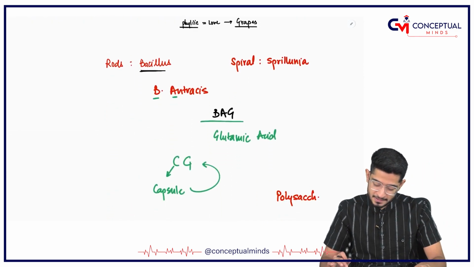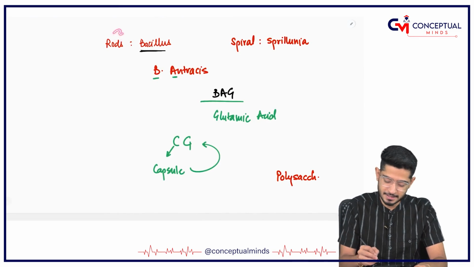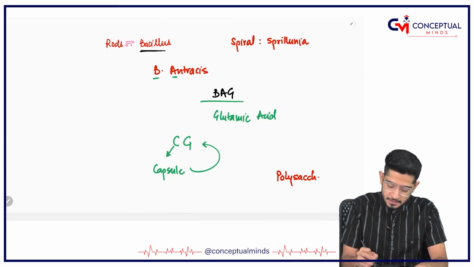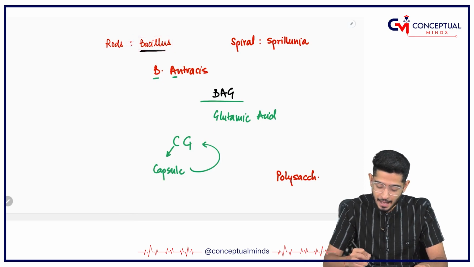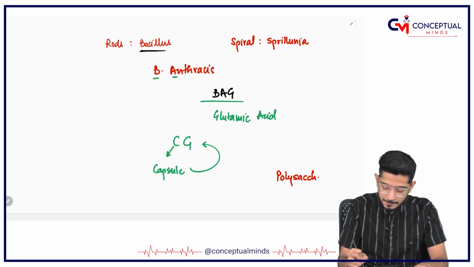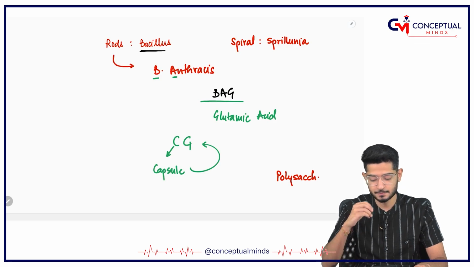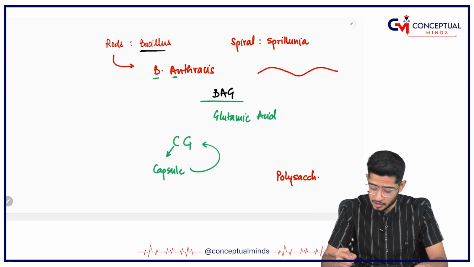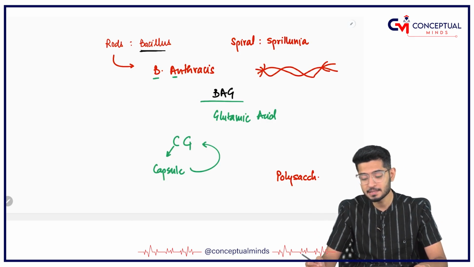Also there are some other shapes, just like rods. I have told you rods. Now rod shaped bacteria are called bacillus, and Bacillus anthracis is one of the examples. I'll correct the spelling. Bacillus anthracis is the example for rods. Then you have spiral shaped bacteria, and the example is going to be spirulina.